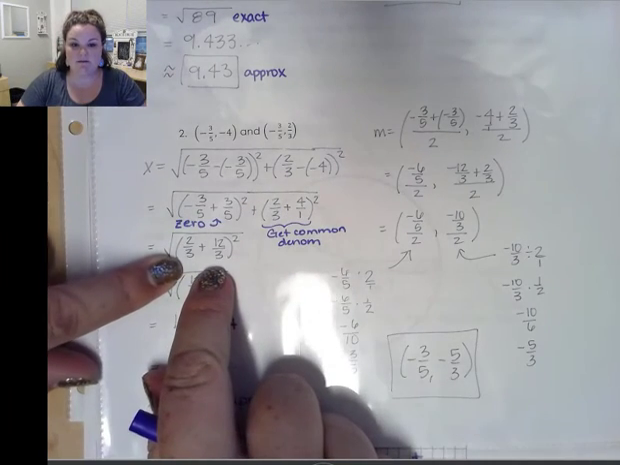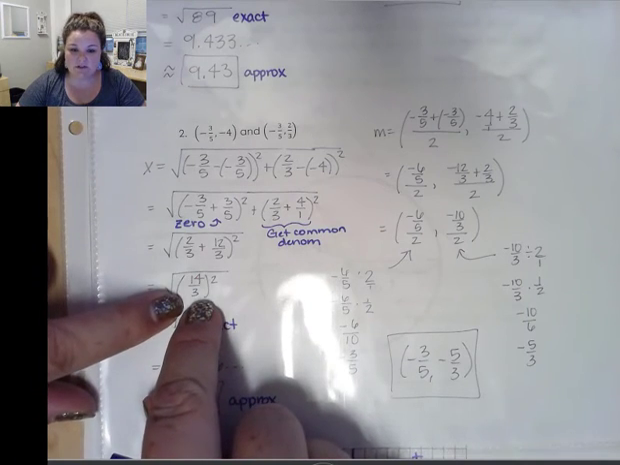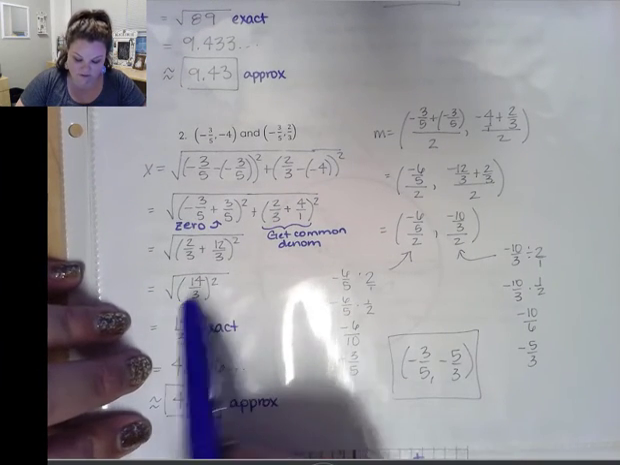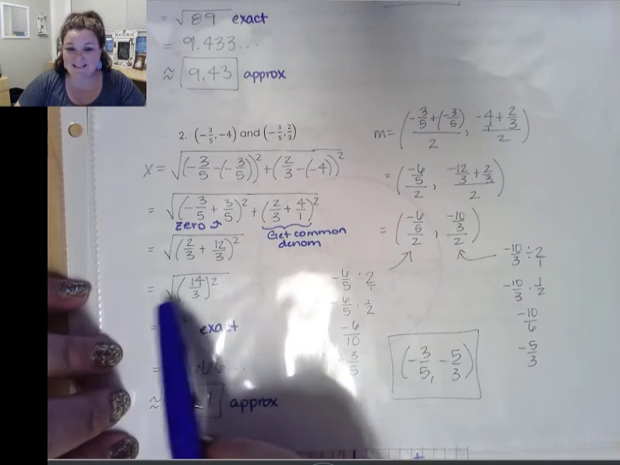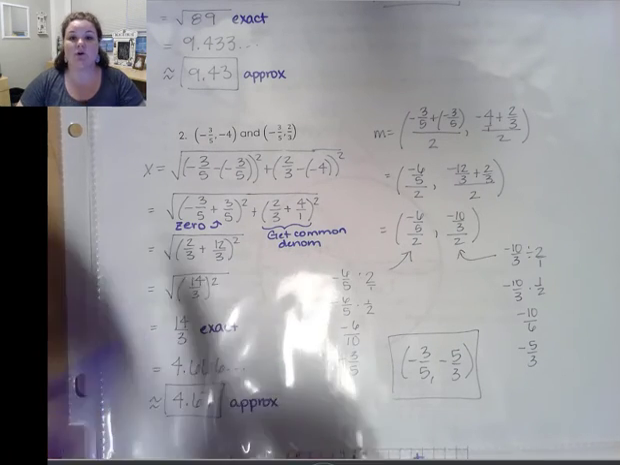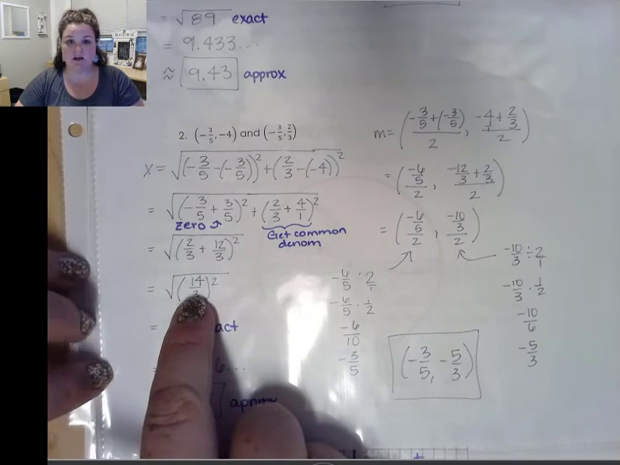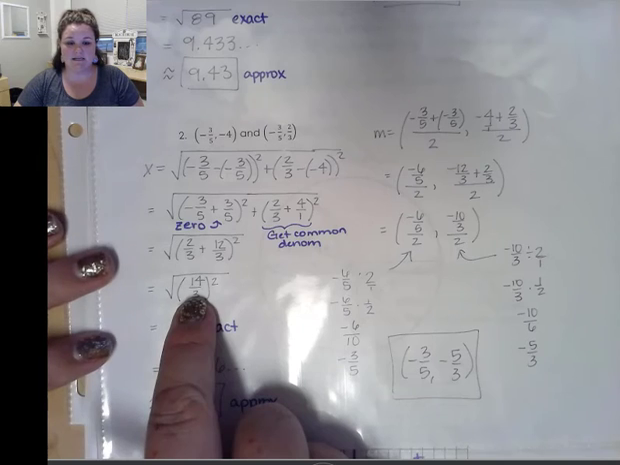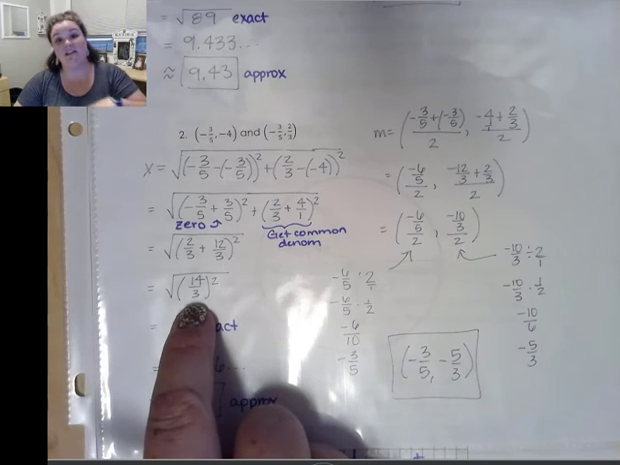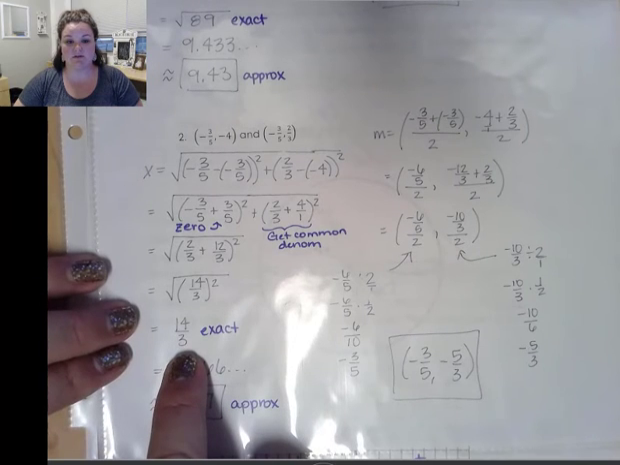And now that I have a common denominator, I can go ahead and add the tops. So that gives me 14/3. And notice it's 14/3 squared, right? And that's all that I have under my radical. So here my square and my square root are going to cancel. If you didn't notice that and you squared 14 and got 196/9, and then you took the square root of it, either way you're going to end up back at 14/3.